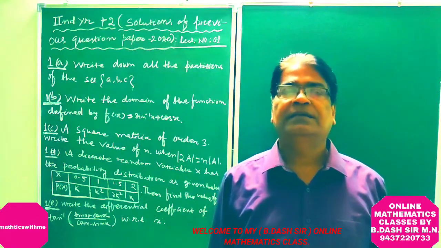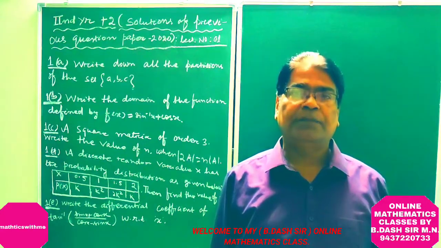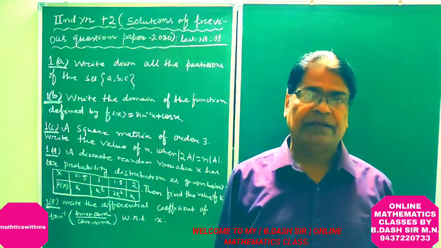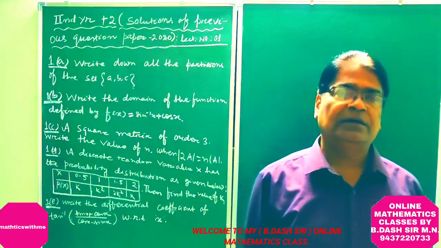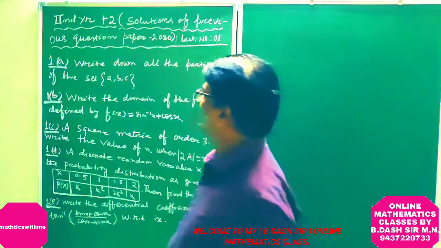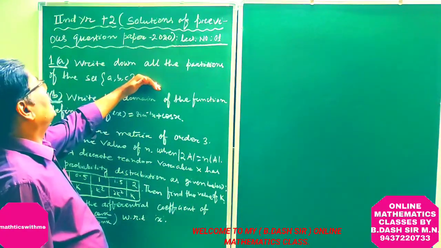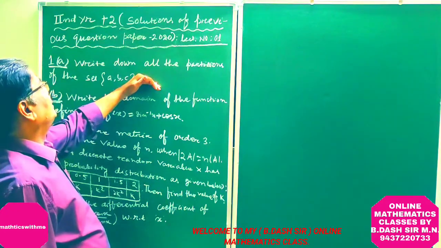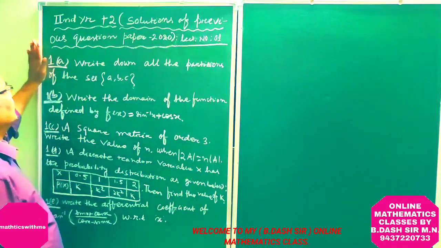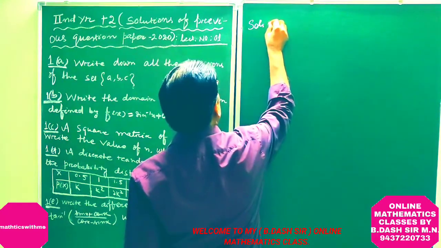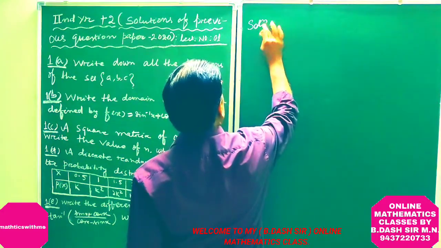In this class, I am going to solve the previous question paper for plus 2 second year. So let us start the topic. Now I am going to solve the 2020 question paper. Here the first question is, write down all the partitions of the set A, B, C. Solution for question number 1.